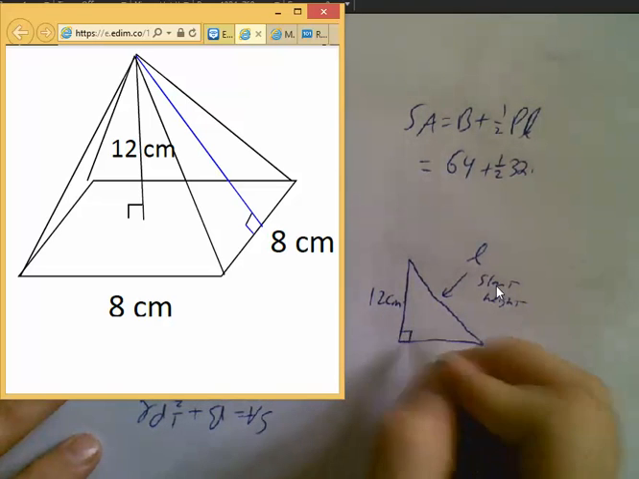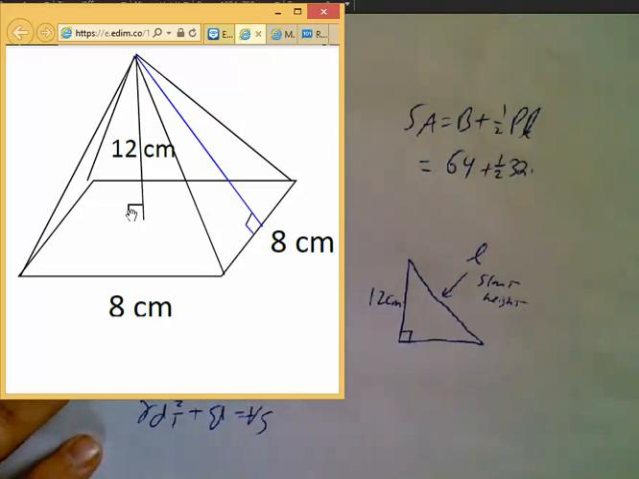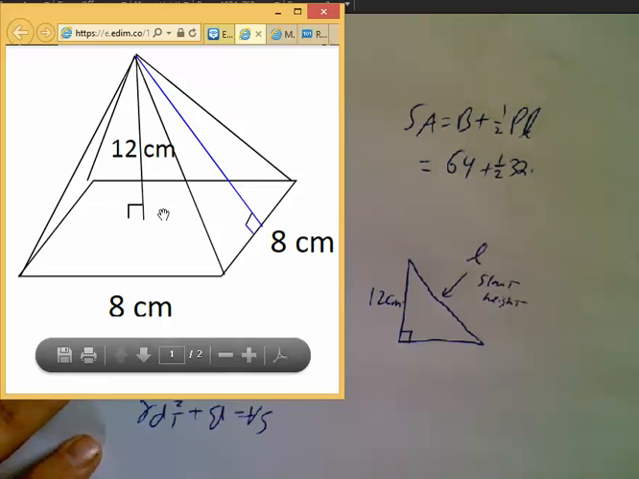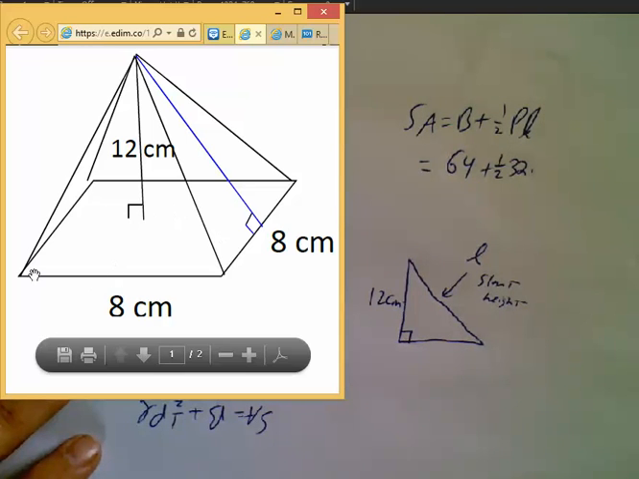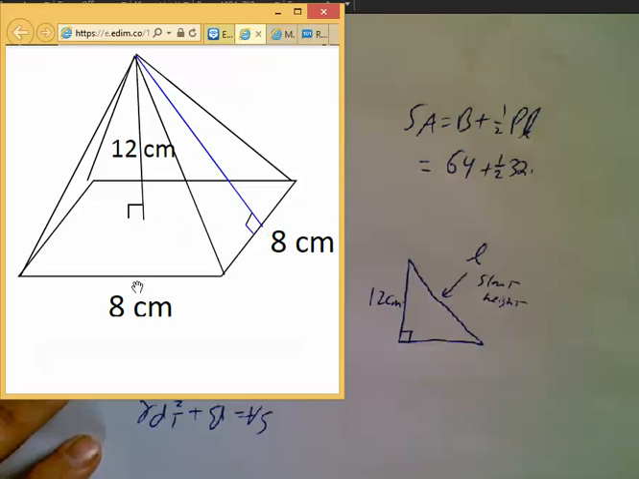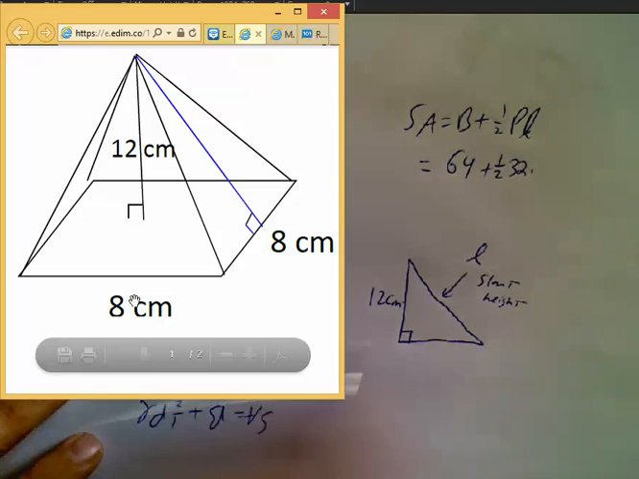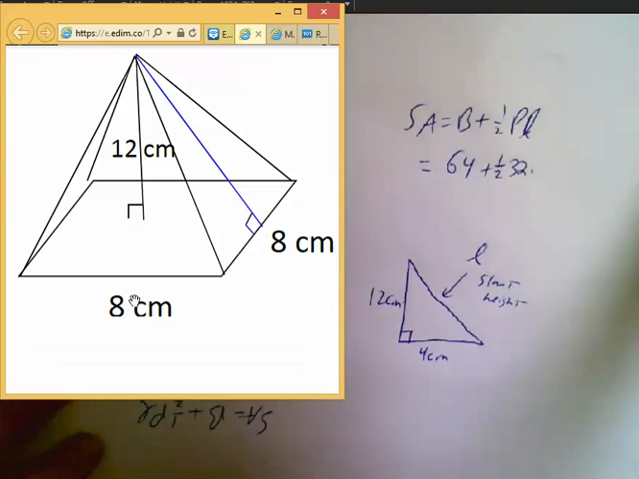Right? It's a right angle. Here's the right angle right there. So it's 90 on both sides, of course, because it's 180 total. So what could I do here? Well, 8 is all the way along one edge of the base of the pyramid. So if I'm in the dead center of that pyramid and I go to the edge, wouldn't that be exactly half? So wouldn't this actually be 4 centimeters?